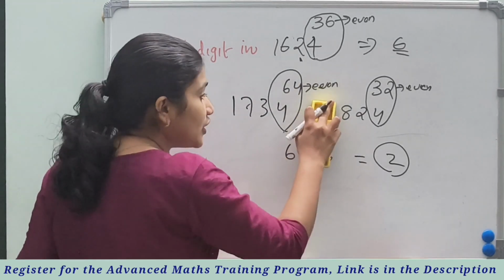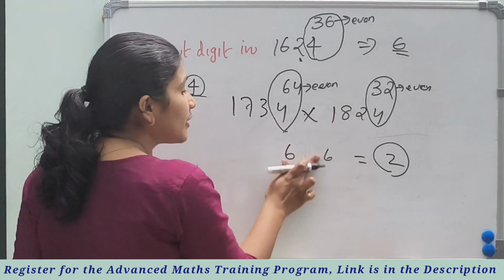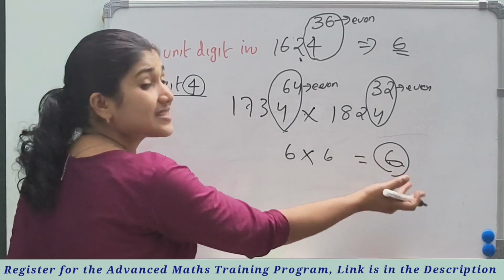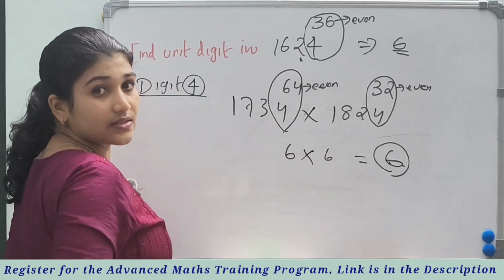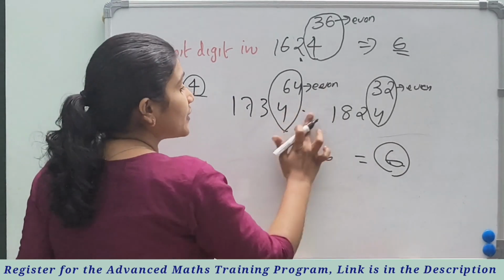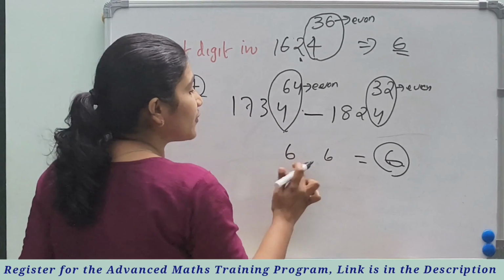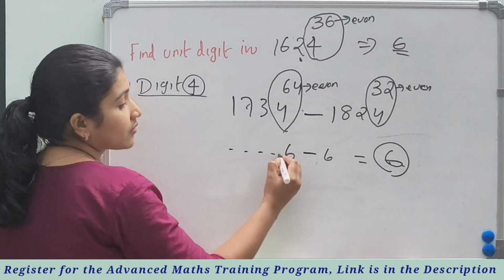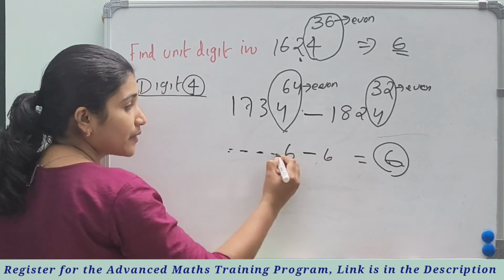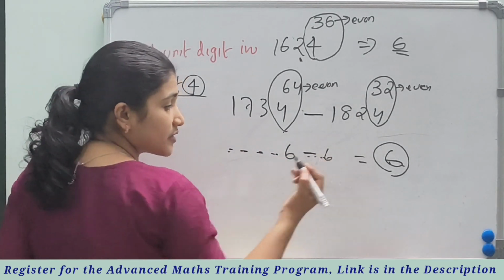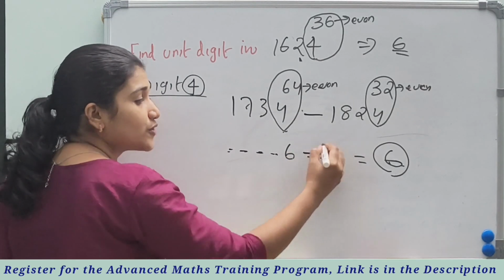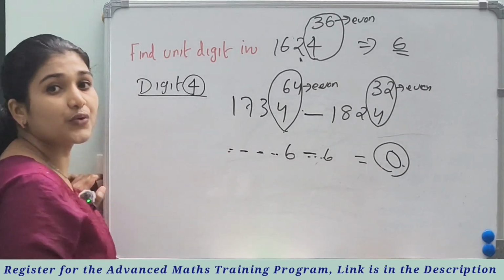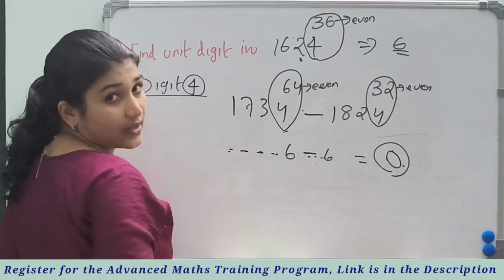If it is into between this expression, this will become 6 into 6. 6 into 6 is 36, so unit digit will become 6. Now if it is minus between them, you can see some number is here and here also some number, but ending with 6, here also ending with 6. 6 minus 6 is equal to 0. So unit digit is 0. So in this way you can calculate.